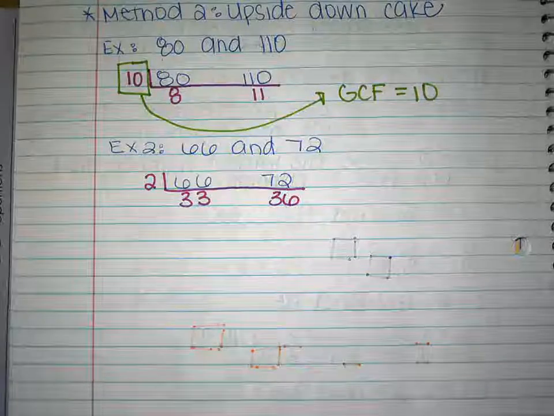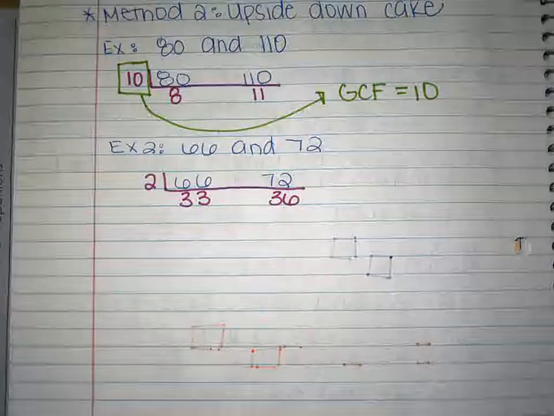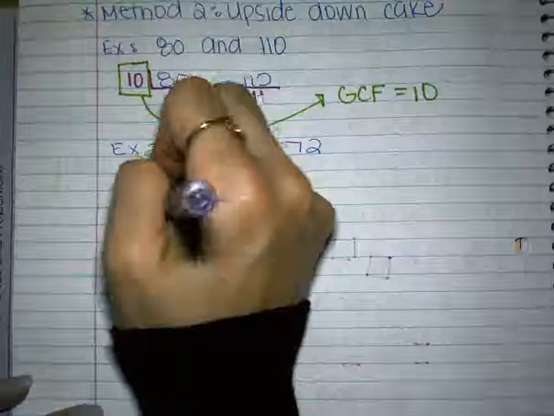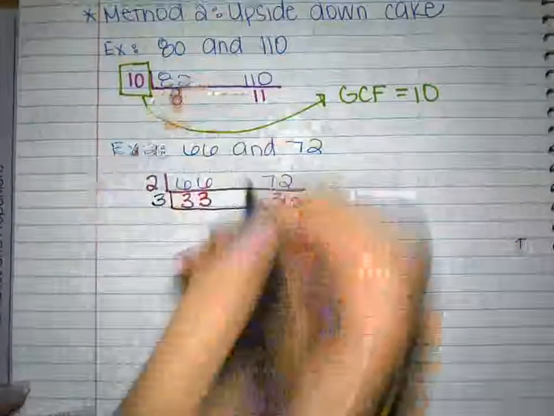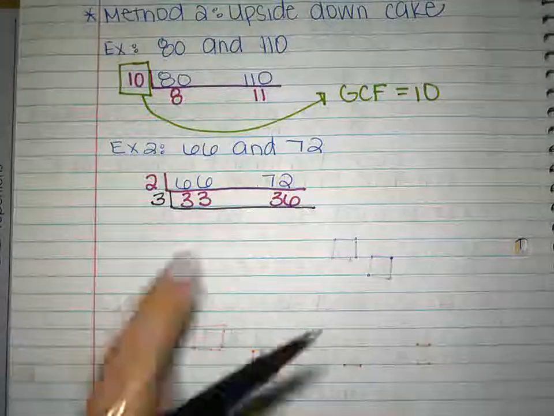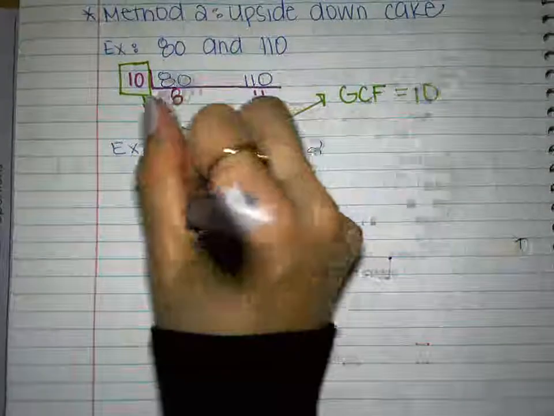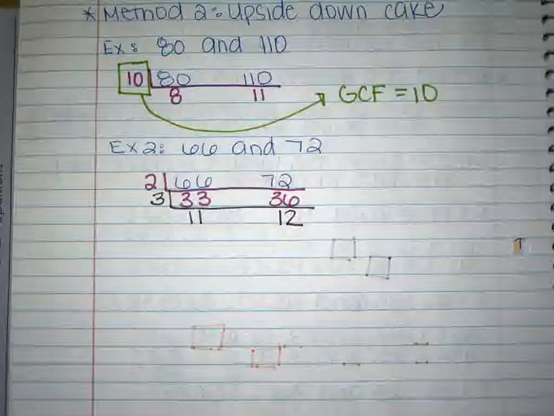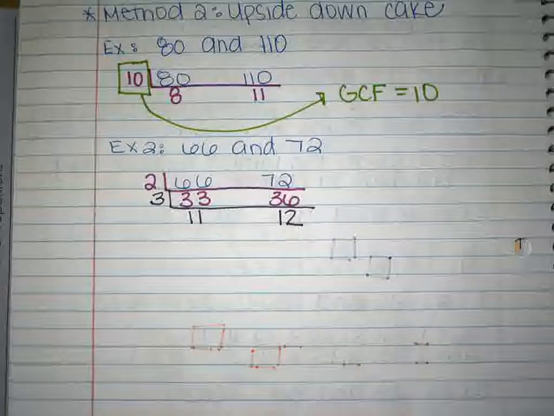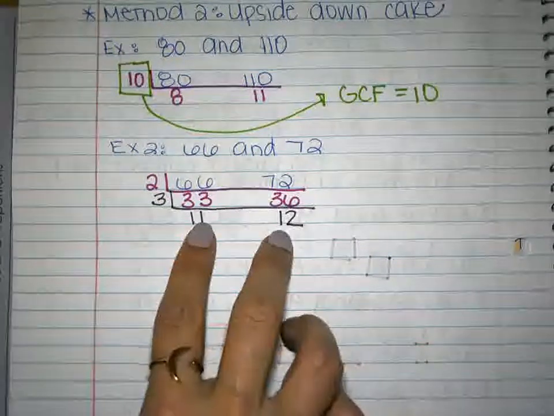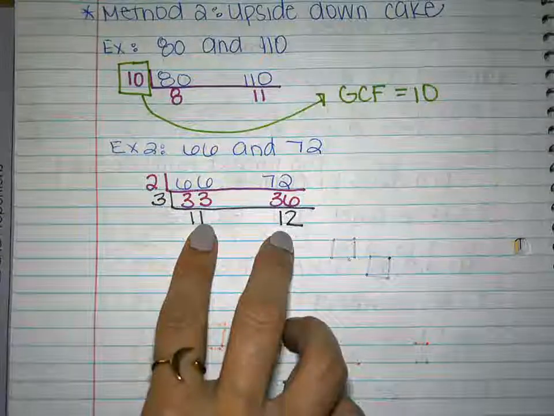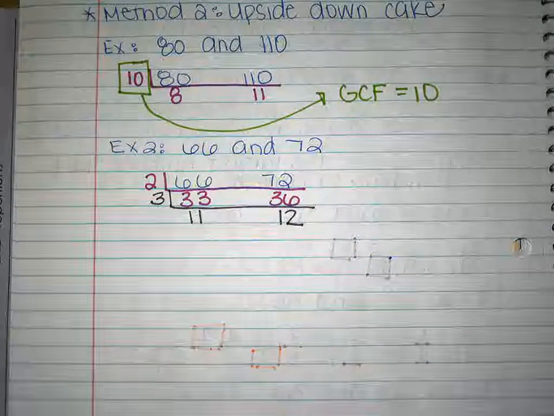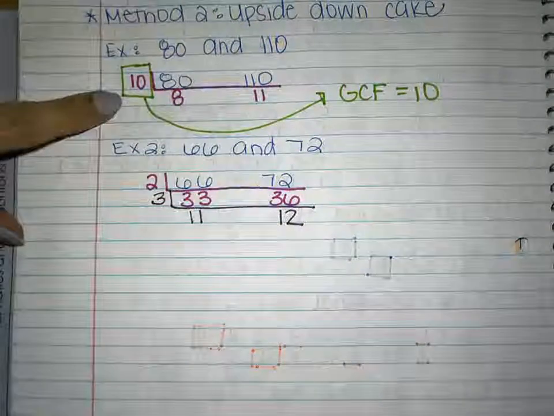Then I see 33 and 36 and still have to ask myself, can I take anything out of 33 and 36? The answer is still yes. Both numbers, I can take a 3 out of that, because 33 divided by 3 is 11, and 36 divided by 3 is 12. Now I still ask myself, can I take anything out of 11 and 12? Hopefully you tell me no, I cannot. So that means that I am done and I have to find my greatest common factor.